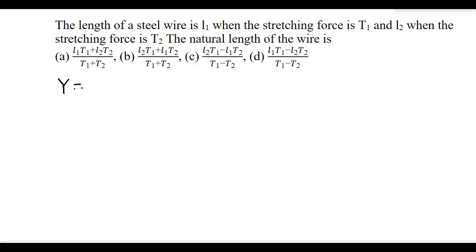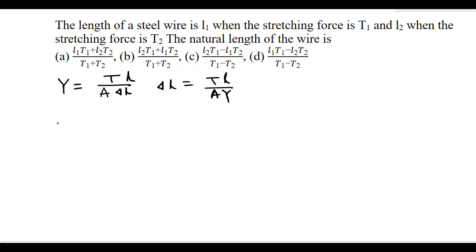we know that Y, that is Young's modulus, is equal to force divided by area, that is stress, divided by strain, that is delta L by L. So here L is the natural length. Now for the first case, that is when the length of a steel wire is L1 when the force is T1, delta L is equal to TL divided by AY.